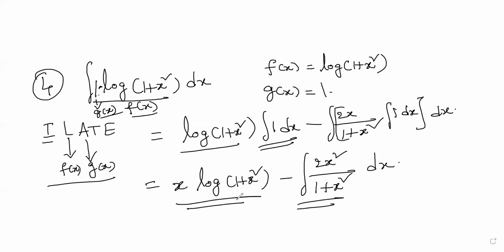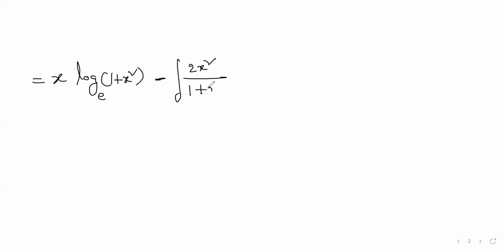This integral is already over. This part is over. Now I will go for the next page. So what I got was x log 1 plus x square, where log is to the base e. Okay, that is what you have to know. That is, you have 2x square by 1 plus x square dx.